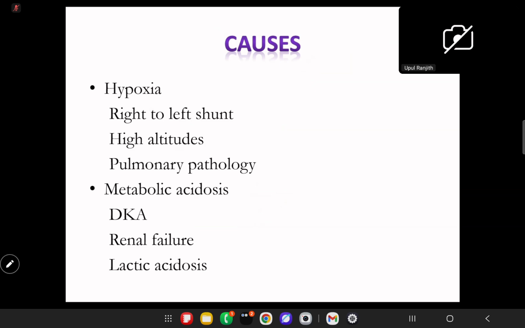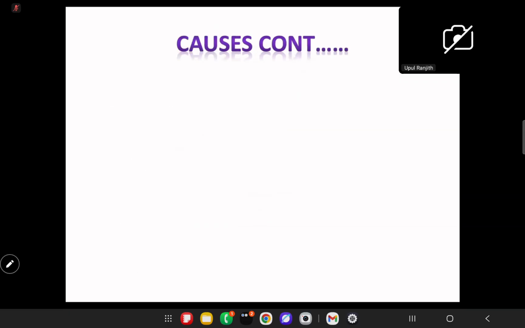Renal failure, the acidosis is there. Acidosis will stimulate respiration and then you hyperventilate. Lactic acidosis is due to various reasons when the blood pressure is low, whatever the reason, when lactic acids are produced, tissue hypoxia, and then you will try to hyperventilate.